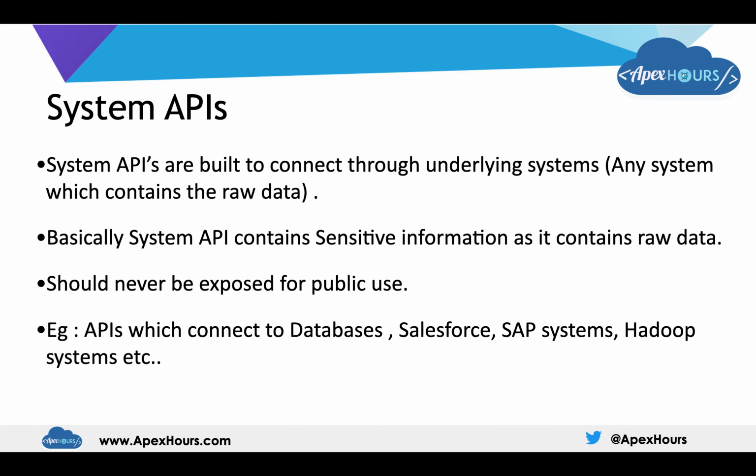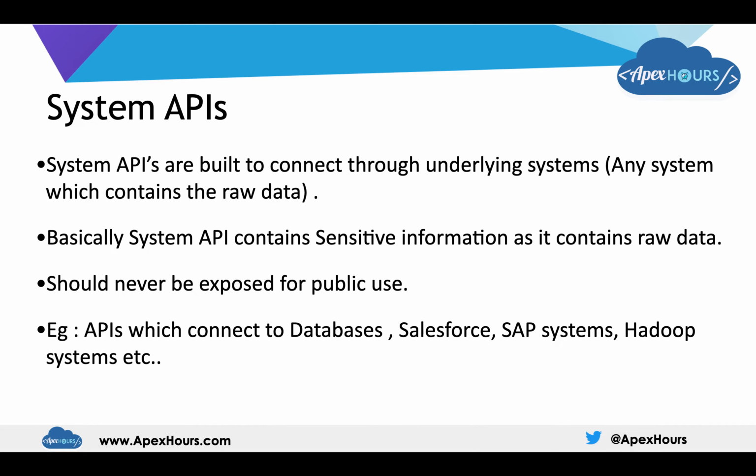So system APIs are built to connect to the underlying systems. Again, these technical terms you have to understand, the actual meaning. When I say underlying systems, it means the direct systems, the backend systems, or it can be a database, it can be Salesforce, it can be Amazon Web Services, or any third party API. So all these are called underlying systems, which contain your raw data, the actual data. Wherever you have this actual data, those are called underlying systems.